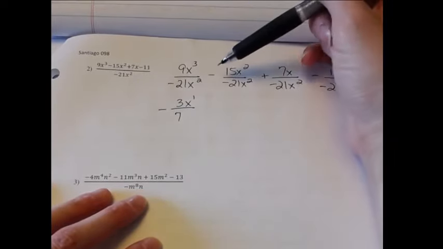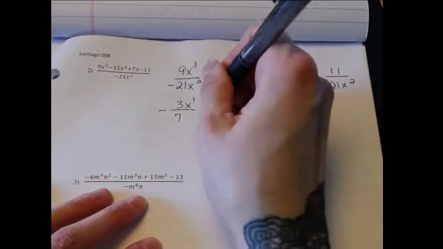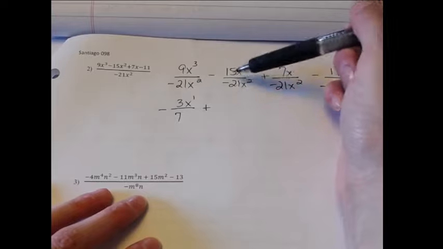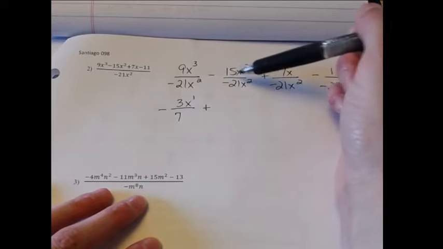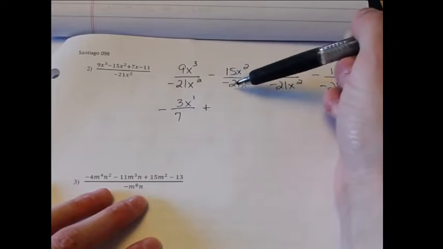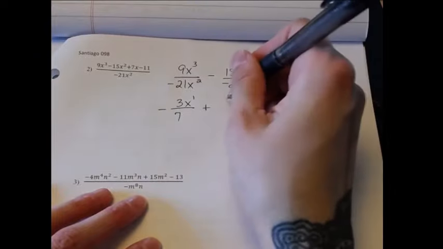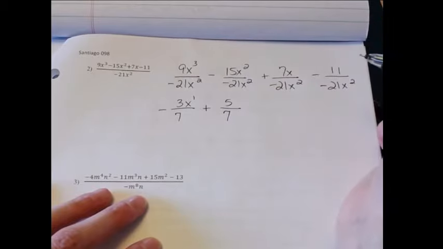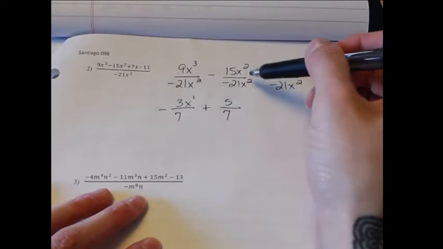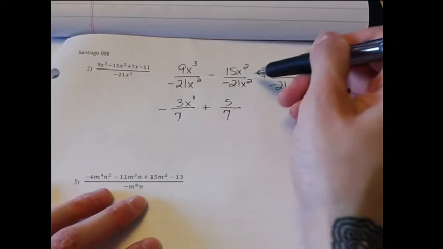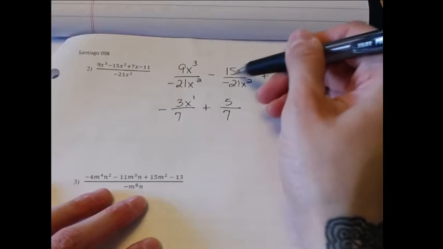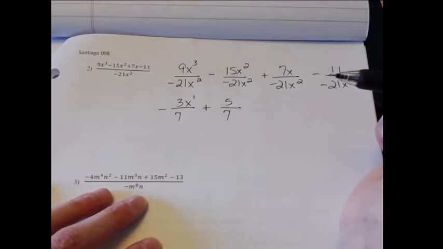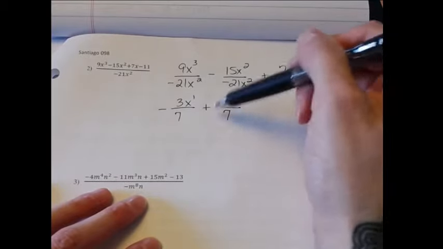For my second term, a negative divided by a negative is a positive. Let's take a look at the 15 and the 21. Same thing. Notice that they're both divisible by 3. 3 goes into 15 5 times. 3 goes into 21 7 times. Notice x squared divided by x squared. Well, those are going to cancel, and it leaves us with simply a 1. So 5 times 1 is 5. That takes care of my second term.